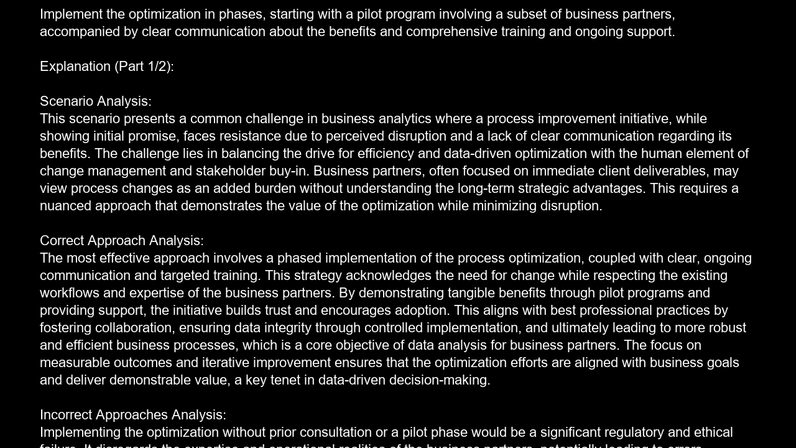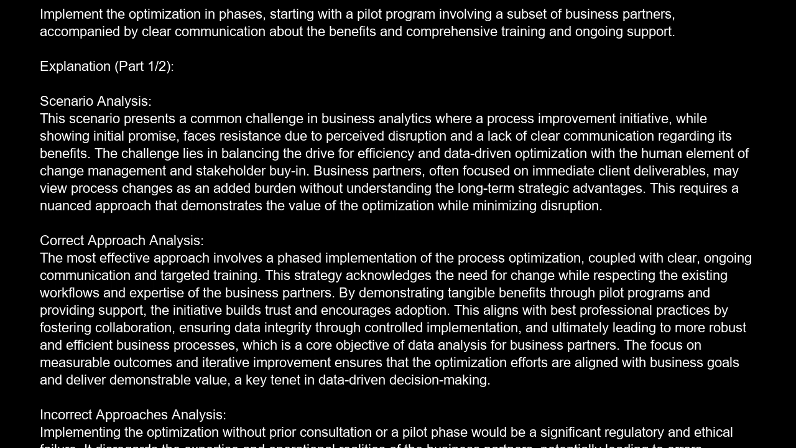Explanation. Scenario analysis. This scenario presents a common challenge in business analytics where a process improvement initiative, while showing initial promise, faces resistance due to perceived disruption and a lack of clear communication regarding its benefits. The challenge lies in balancing the drive for efficiency and data-driven optimization with the human element of change management and stakeholder buy-in. Business partners, often focused on immediate client deliverables, may view process changes as an added burden without understanding the long-term strategic advantages. This requires a nuanced approach that demonstrates the value of the optimization while minimizing disruption.